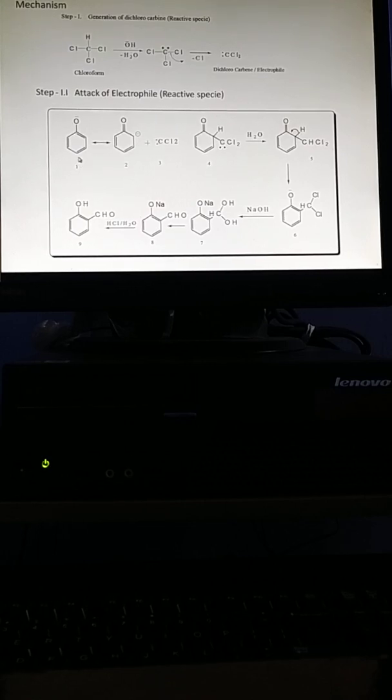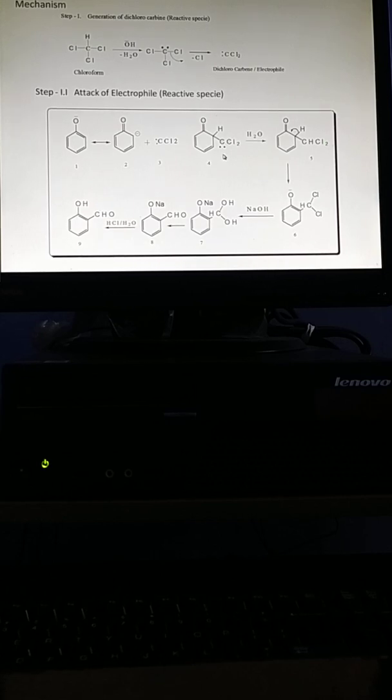So here we have the sodium phenoxide, that is the phenoxide anion. There is a movement of electrons, so this second position becomes electron rich. This is the dichlorocarbene, so we have the electron deficient carbon here. This is the electron rich position, so this attacks the carbon here. So we will get the intermediate 4 here.